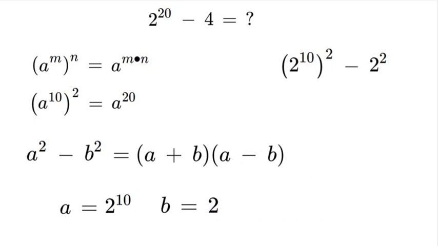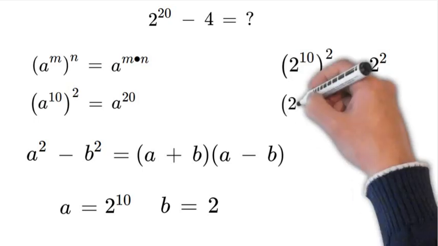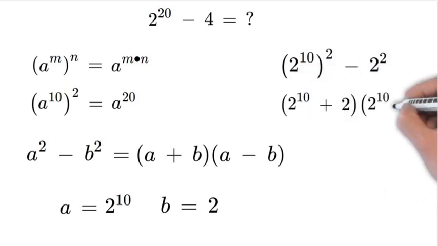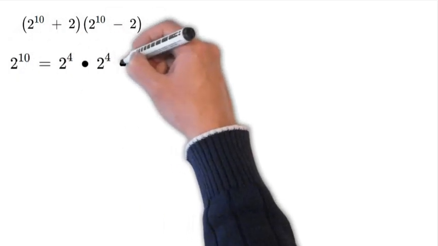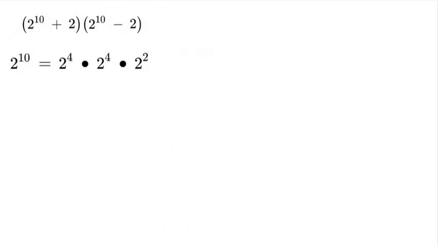Now let's rewrite this out based on this equation. We'll have 2 to the 10 plus 2 times 2 to the 10 minus 2. Now we need to solve for 2 to the power of 10. We can rewrite 2 to the power of 10 as 2 to the power of 4 times 2 to the power of 4 times 2 squared. Now we can solve for 2 to the power of 4.